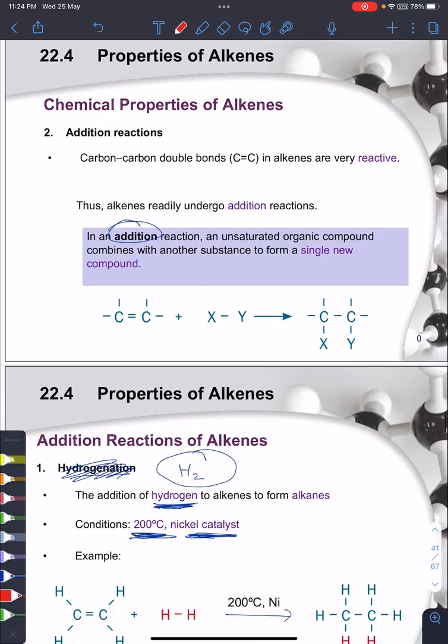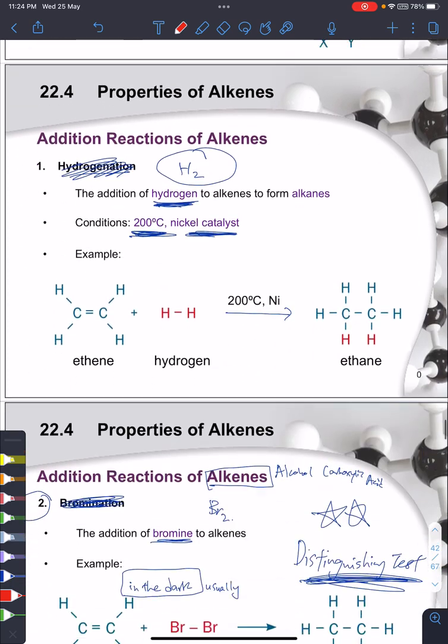Then you have addition reaction. Addition reaction because it's unsaturated. Unsaturated literally means not full. When you are not full, you can add things in. So alkenes undergo addition reactions, and there's quite a number of them.